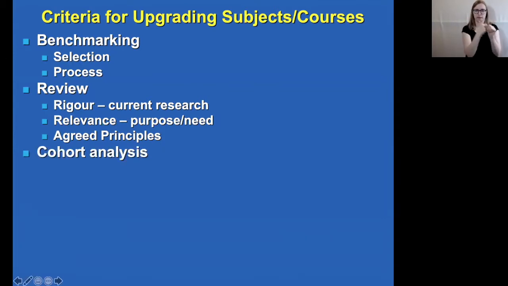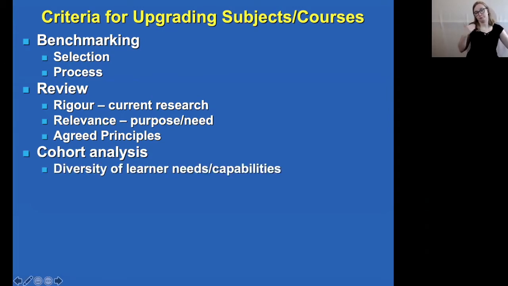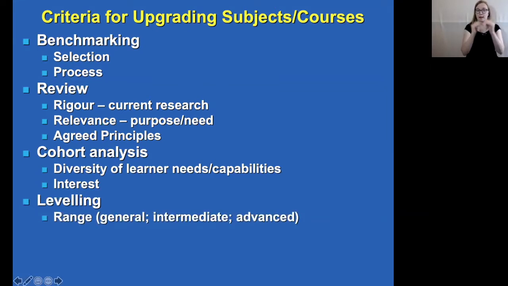Then there's a need to actually get your data on the cohort, the groups of students that have been completing grade 12 over the last number of years. What do we know about the diversity of those learners, their needs and their capabilities? What are their interests? And then there's the leveling of courses, the range that you would want. Do you want a general course, an intermediate course, and an advanced course?